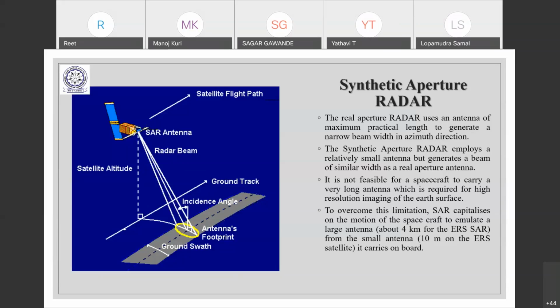So it is not the actual aperture of the radar, but the aperture is created synthetically. Like in point 4, you can see, to overcome this limitation, the SAR capitalizes on the motion of the spacecraft to simulate a large antenna, about 4 kilometers for ERS SAR data, from a small antenna which is only 10 meters. From a 10 meter radar, we create a synthetic radar which can simulate the size of a 4 kilometer radar.